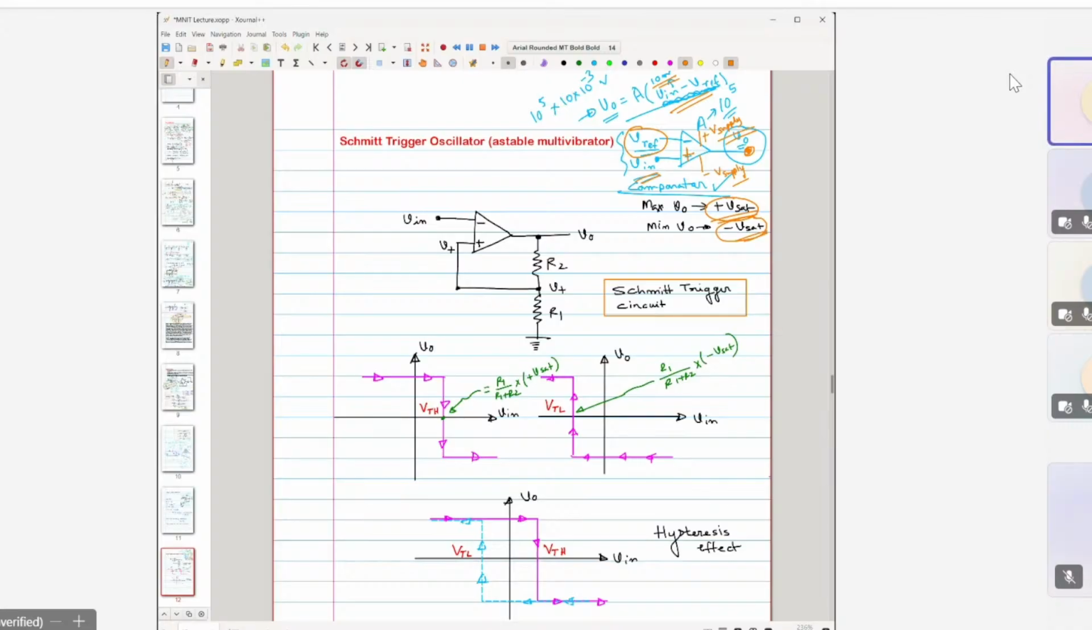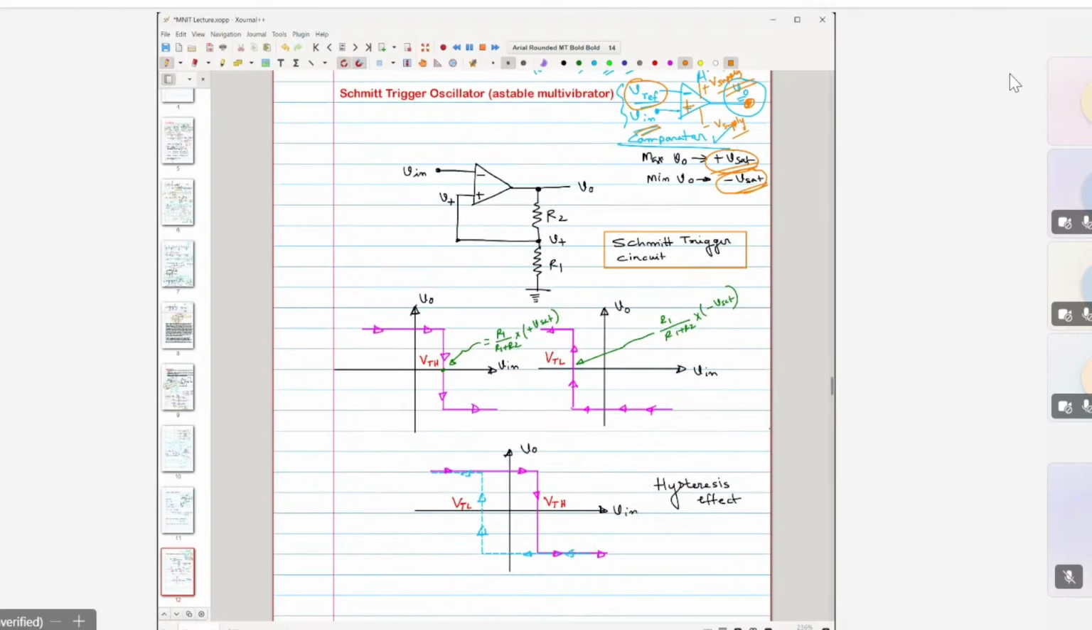Okay, so with this understanding, let us see this particular circuit and try to understand the operation of this Schmitt trigger circuit. One important point to note here: this particular circuit is not an oscillator circuit. It is simply a Schmitt trigger circuit. Now let us see how this Schmitt trigger circuit operates.